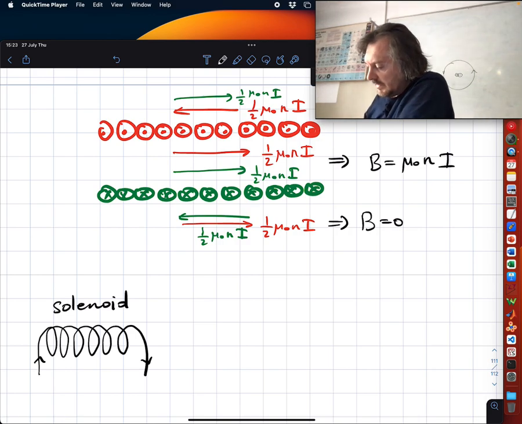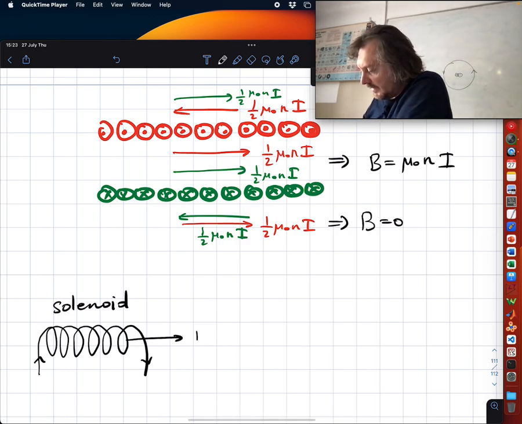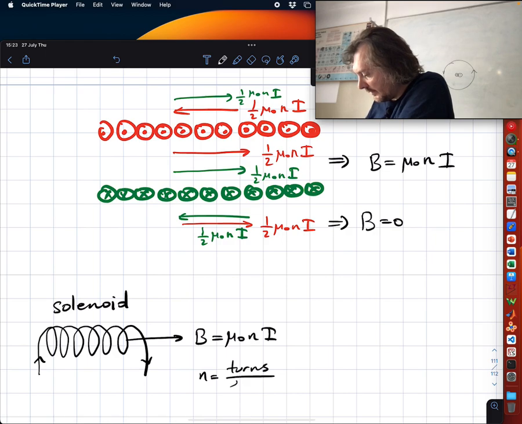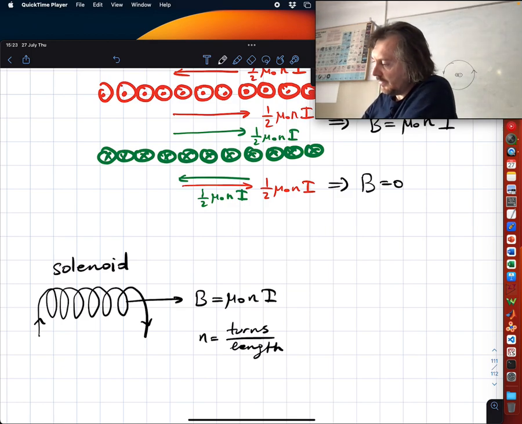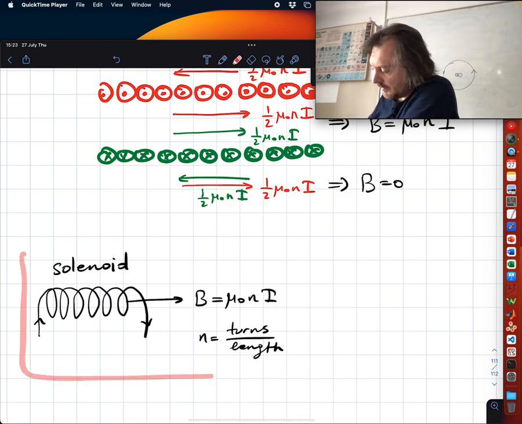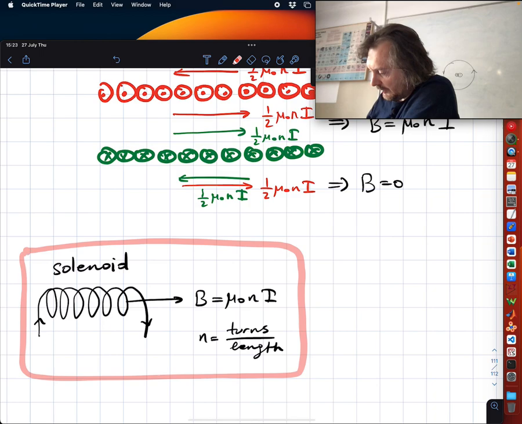And it tells us that the magnetic field inside the solenoid will be mu 0 Ni, where N is turns per length. Okay? This is what we got from this investigation.